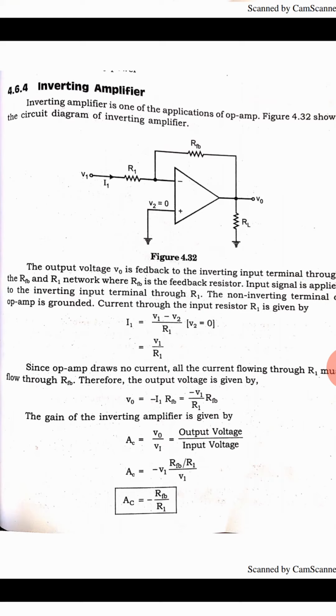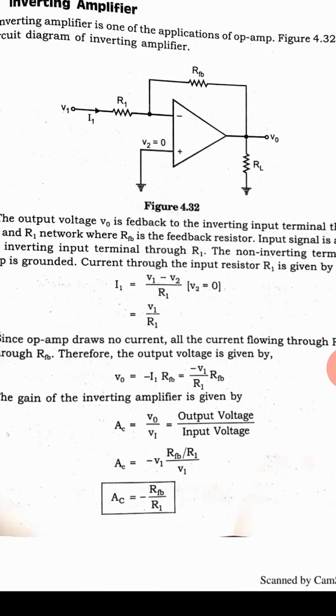Then I would like to calculate the current flowing through the resistance R1. The potential difference between the two ends of the resistance divided by the resistance value gives I1. That means I1 equals V1 minus V2 divided by R1. Since V2 is 0, that is ground potential, I1 is nothing but the input voltage divided by the resistance R1.